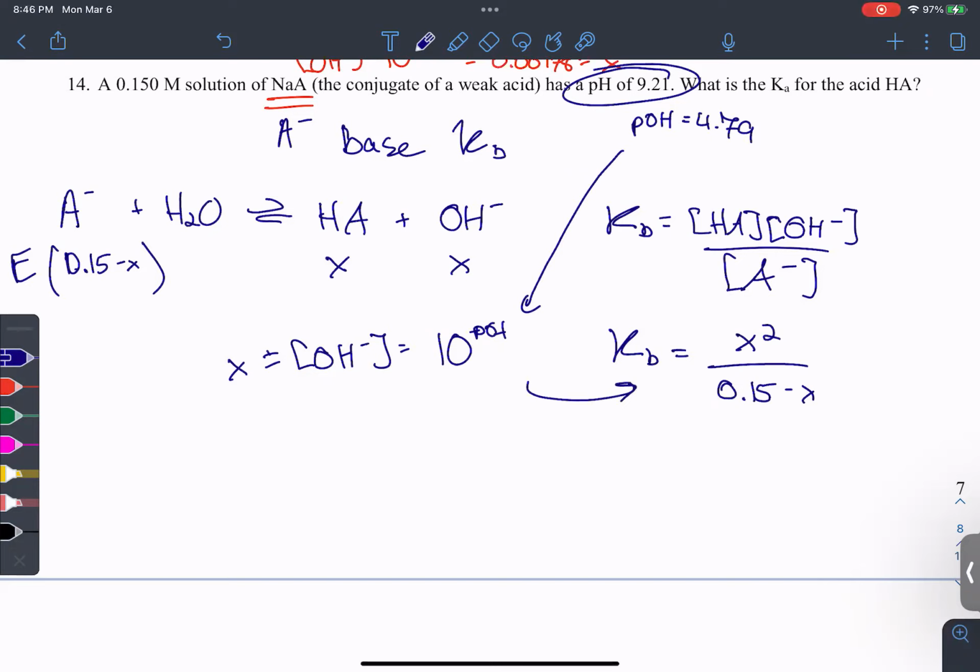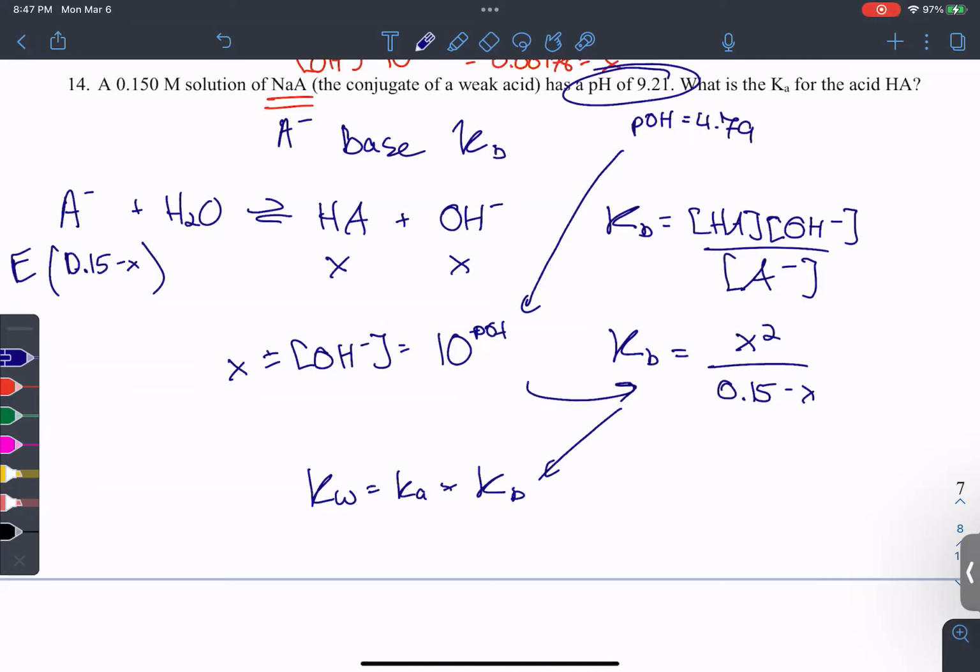Am I done once I get Kb? No, what does the question ask for? Ka. Well, I spent all this time calculating Kb. Did I do it for nothing? How do I get Ka? It's from Kw, yes. Understand that Kw equals Ka times Kb. We had to go the Kb route because sodium A, A minus, is a base.